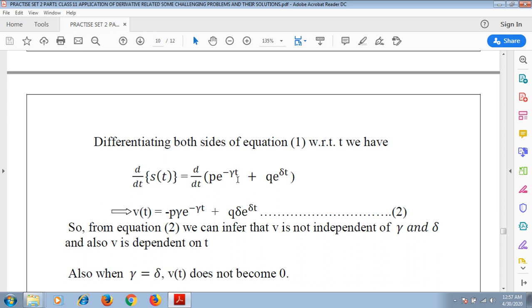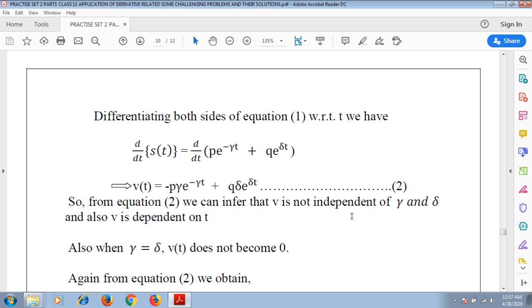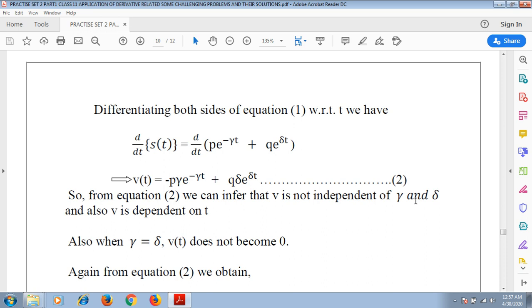Okay, and we are using over here that Vt equals minus P gamma e to the power minus gamma t plus Q delta e to the power delta t, and we have numbered it as equation 2. So from equation 2 we can infer that V is not independent of gamma and delta. Why? Because there is a contribution of gamma and delta in the expression of Vt, right? And also V is dependent on time t, and it has been shown in equation 2. Also, when gamma equals delta, Vt doesn't become 0.